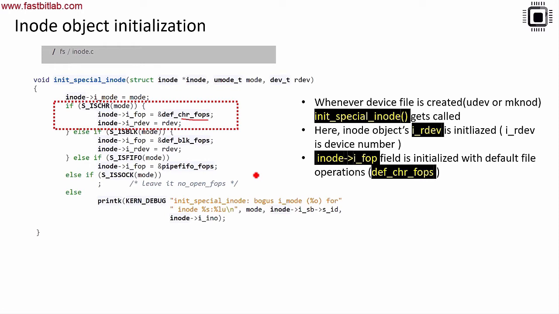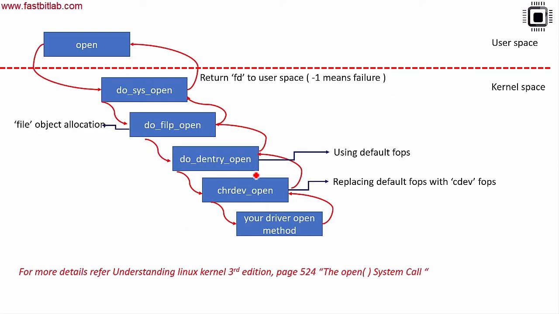That's what happens. These two main activities happen when you create a device file. VFS calls this function and it initializes the newly created inode's object with default character file operations, and it initializes the device number field of the newly created inode object with the device number of the newly created device file. And the inode object will be there in the memory. And later when you call the open system call, all these activities happen.